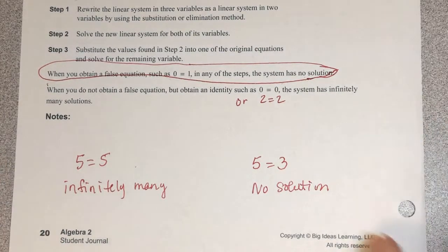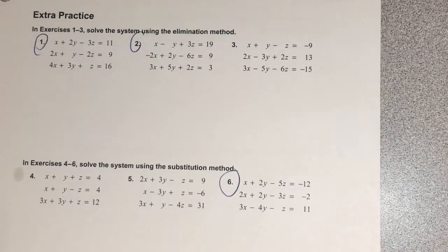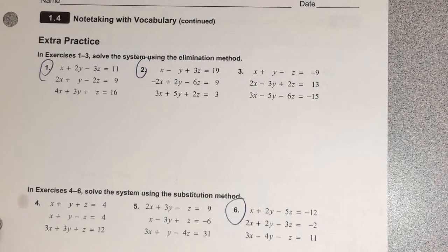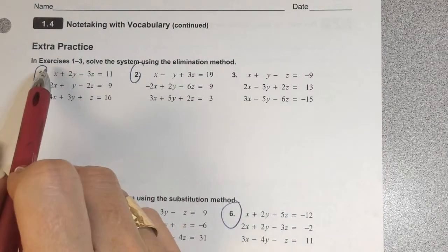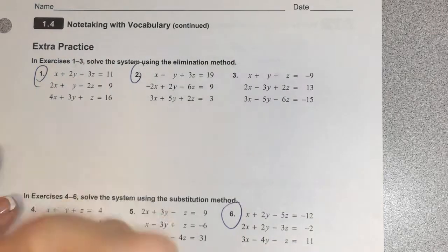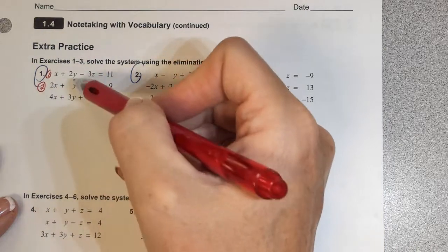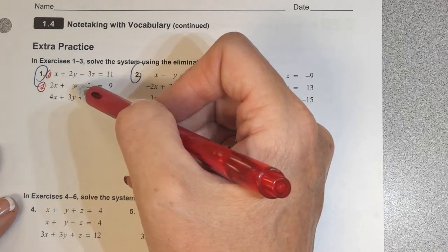All right, now let's do some examples. It's on page 21. We're going to do numbers 1, 2, and 6. So looking at number 1, I'm trying to solve this, and I want to eliminate a variable. So I'm going to take any two that I can eliminate a variable from. So I'm going to use the first and the second. I can choose to eliminate the x's or the y's, doesn't matter. I'm going to choose to eliminate the x's.